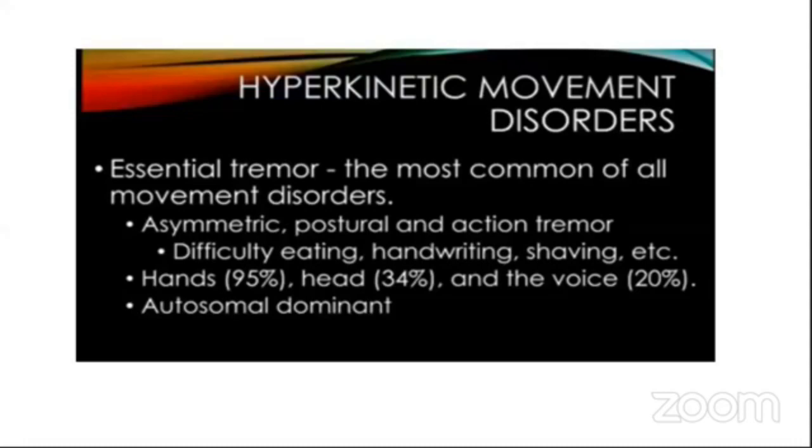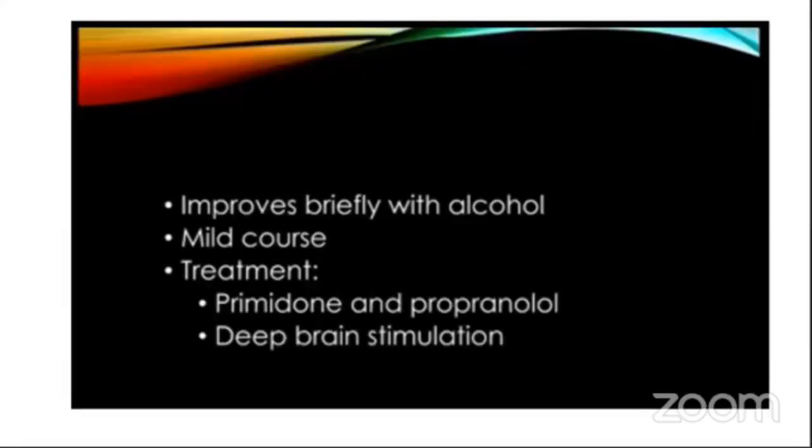The most common site of essential tremor is the hands. In 95% of cases there is hand involvement. Head involvement is also important in essential tremor, either yes-yes or no-no movement, and voice tremor. There is difficulty during speech, voice tremor there. These essential tremors are autosomal dominant. That means there should be a family history, and it is treated or improves briefly with alcohol.